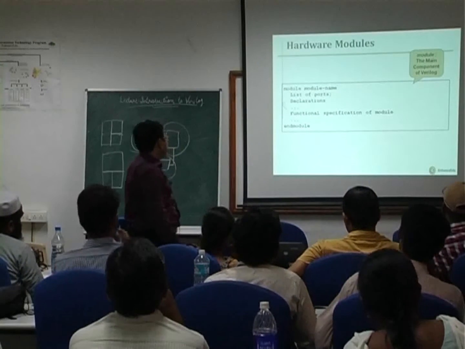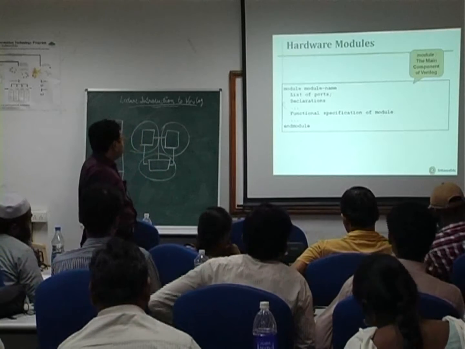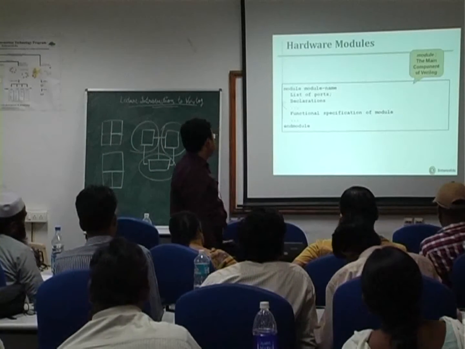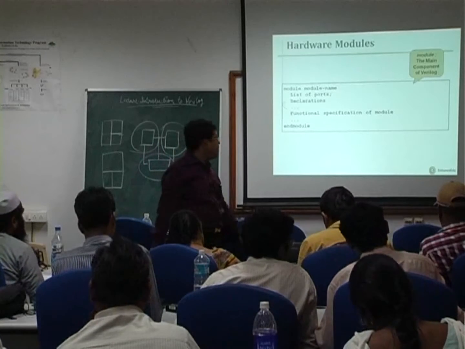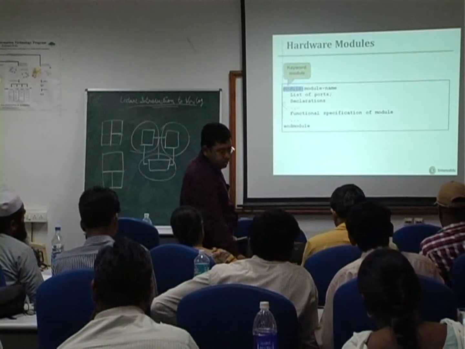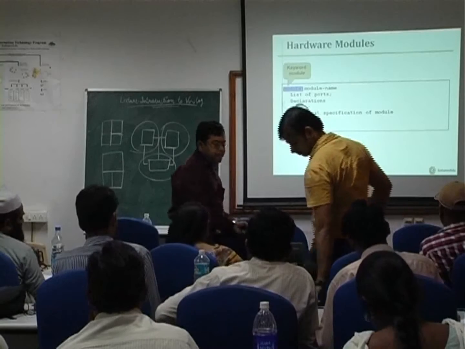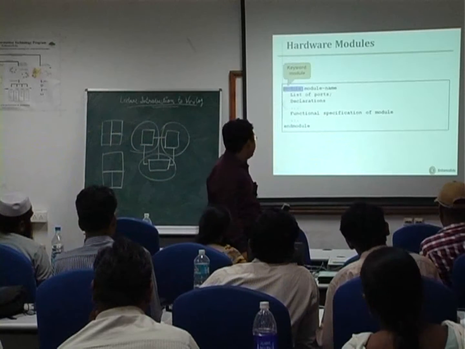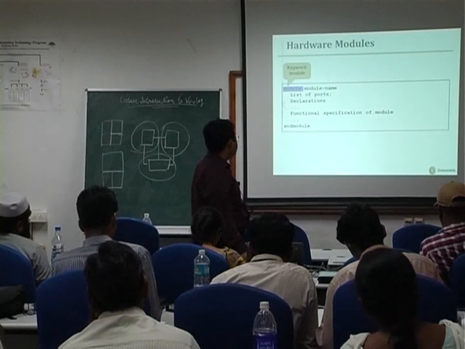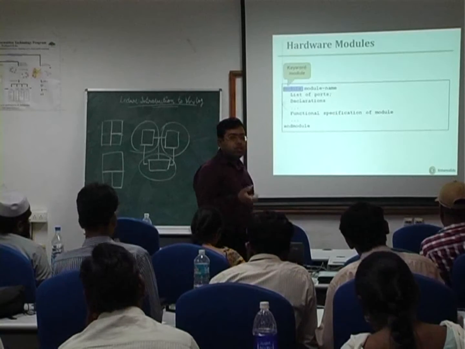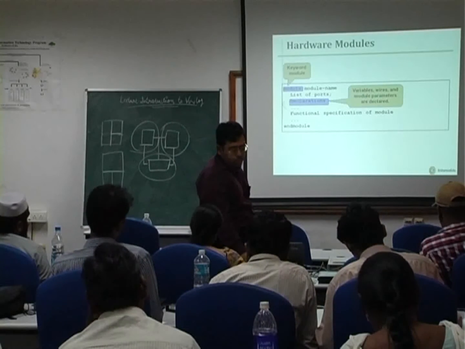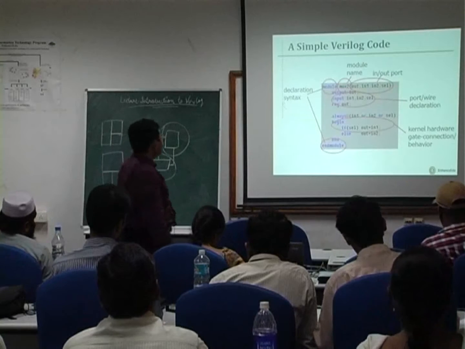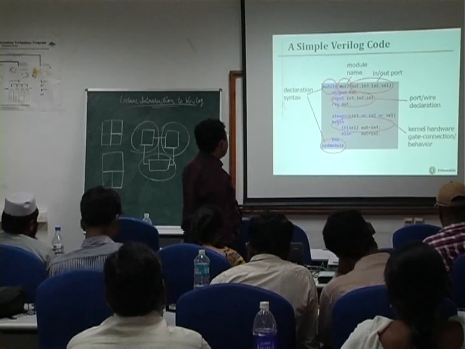Looking at the basic structure of a Verilog program, the module is the basic unit of a Verilog program. It contains the description of individual components. A module begins with the keyword module followed by the name of the module, and then you give a list of the ports, the various declarations, and then a functional specification or description of the module, and finally it should end with endmodule. So these are the various components of a typical Verilog module.